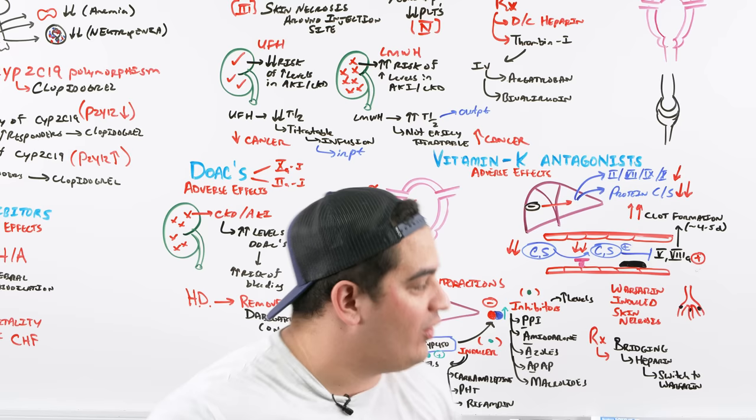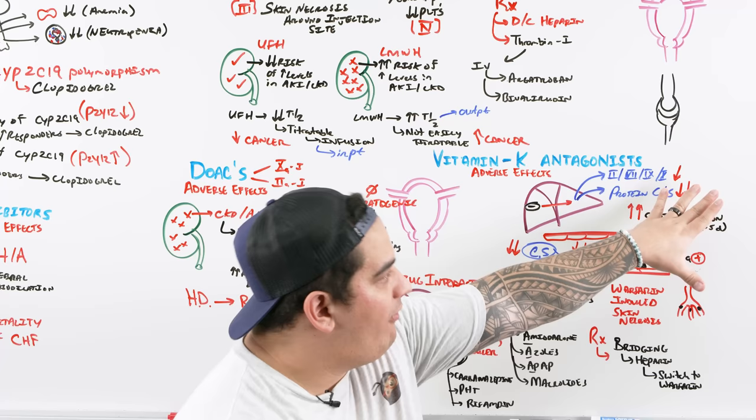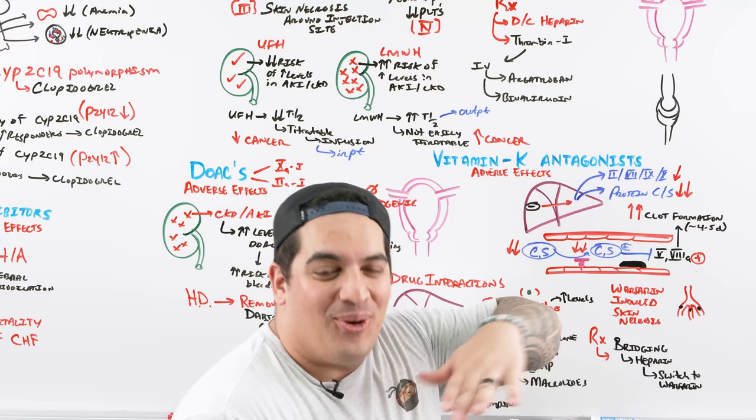Okay, so that's the way that we can generally prevent warfarin-induced skin necrosis, by bridging them through the short procoagulant period due to the drop in protein C and protein S for a couple of days, and then they get the full anticoagulant effect afterwards, after that prothrombotic state has occurred. Okay, all right, my friends, that covers vitamin K antagonists.